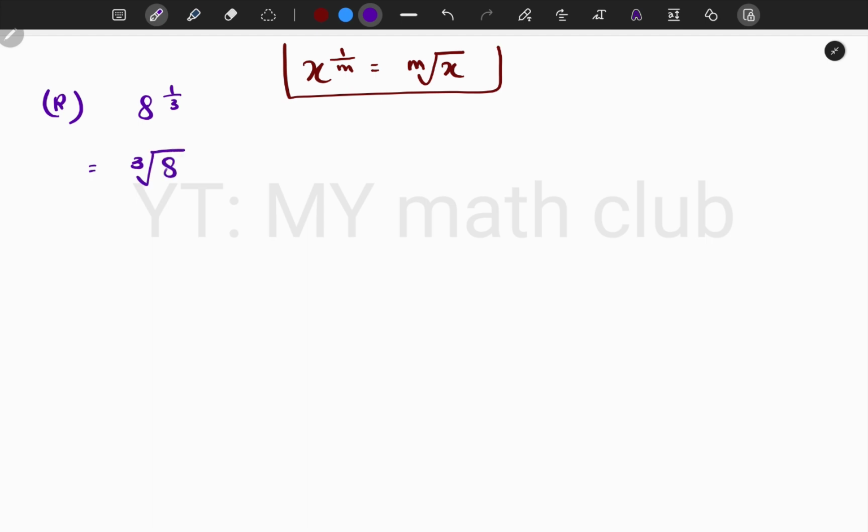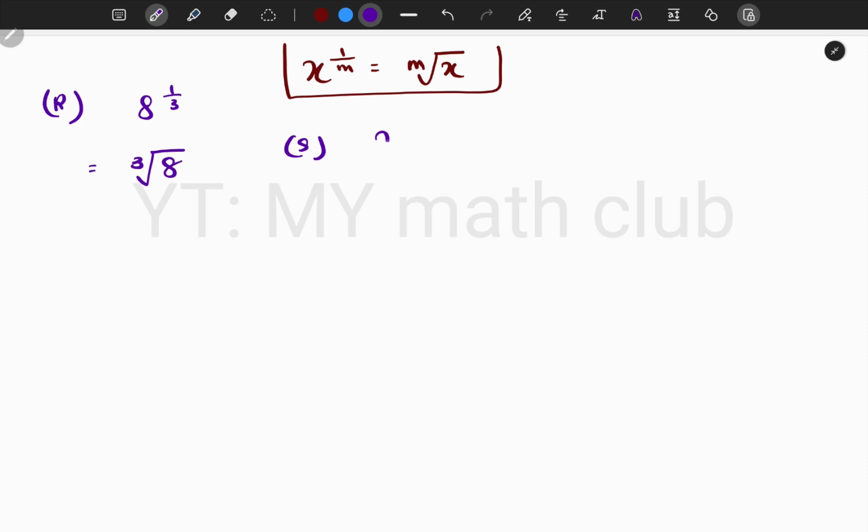Question R. 8 to the power of 1/3. For this one, the rule is if you have a power raised by a fractional index, the denominator of the index is how you will root the number. So 8 to the power of 1/3, the denominator is 3, so we're going to do a cube root of 8.